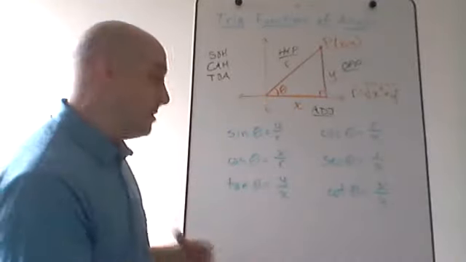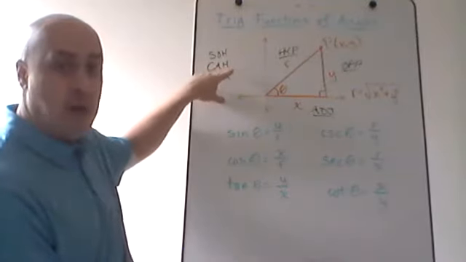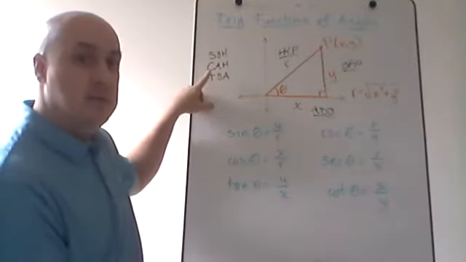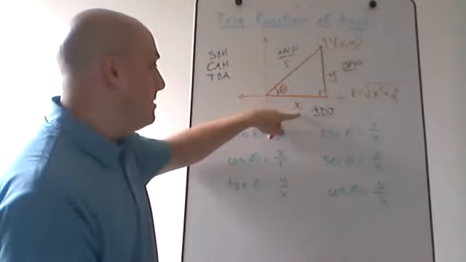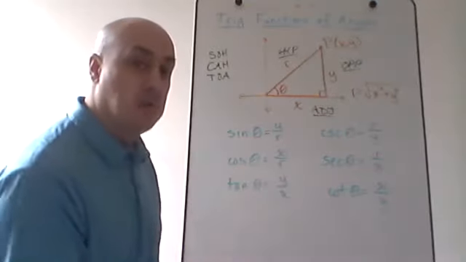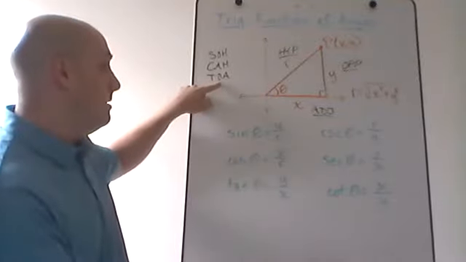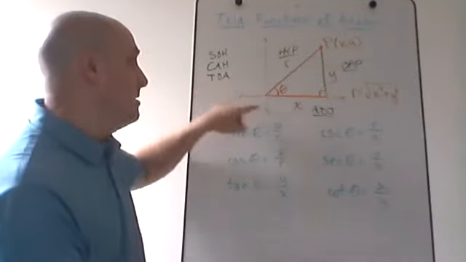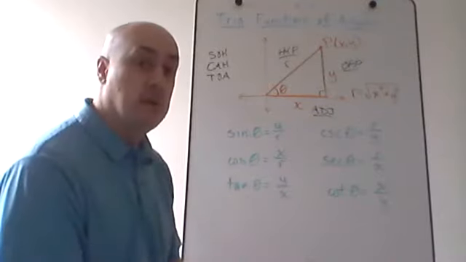Right, cosine of theta, well, cosine is the adjacent over the hypotenuse, right? That's what that CA means there. C for cosine, A adjacent, H is hypotenuse. So my adjacent side is x, over my hypotenuse is r. Cosine of theta equals x over r. Right, and then tangent of theta, that's the TOA, tangent, is the opposite over the adjacent. Right, the opposite is y, the adjacent is x. Tangent of theta equals y over x.